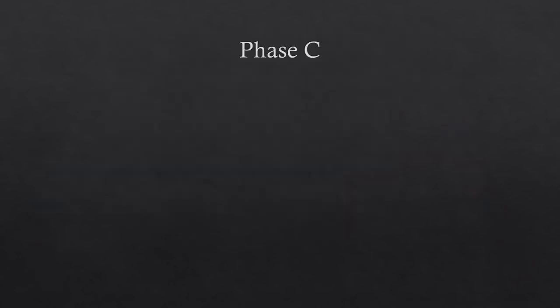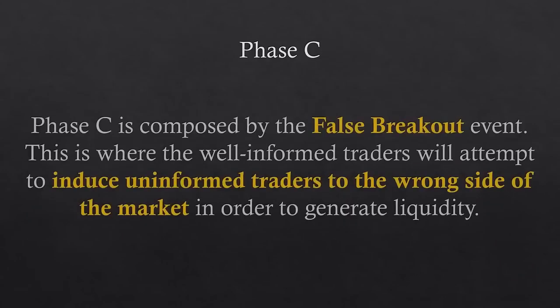Phase C is known as the test, and it is composed of the false breakout event, which is perhaps the most important of all logical events, and the ultimate point of the market manipulation maneuver. This is where well-informed traders will attempt to induce uninformed traders to one side of the market with the sole purpose of generating liquidity to the opposite side.